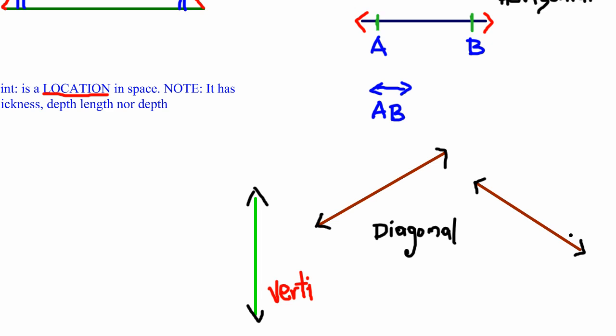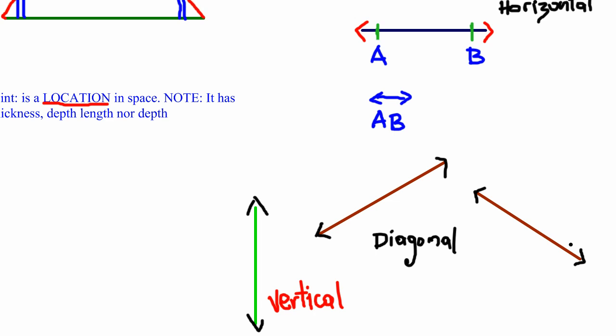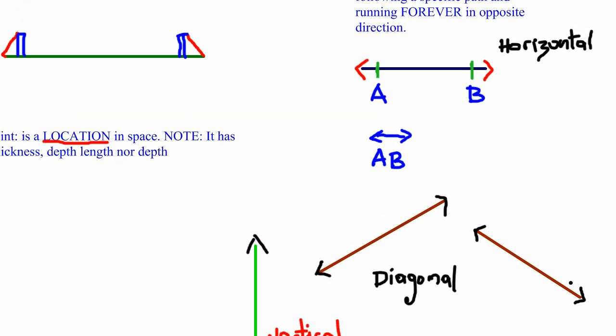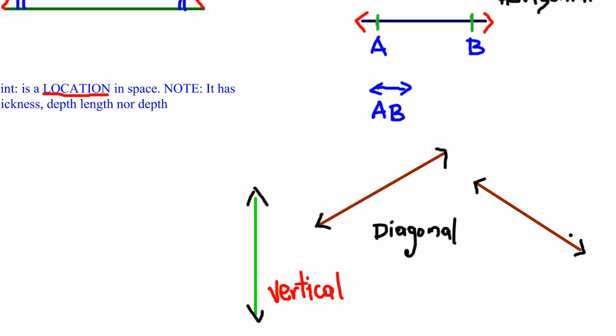To sum it up, we have three types of lines. A line that runs from left to right is called a horizontal line. A line that is sloping downward from right to left, or from left to right, is called a diagonal line. And the third type of line that we have is a vertical line, which runs from top to bottom.